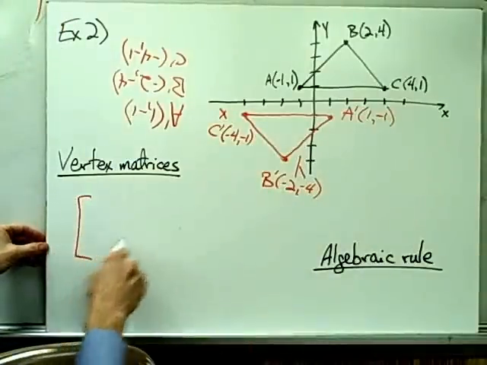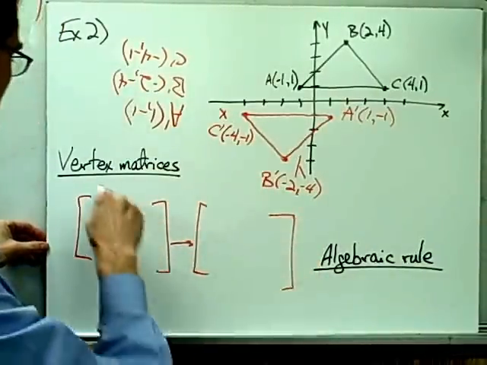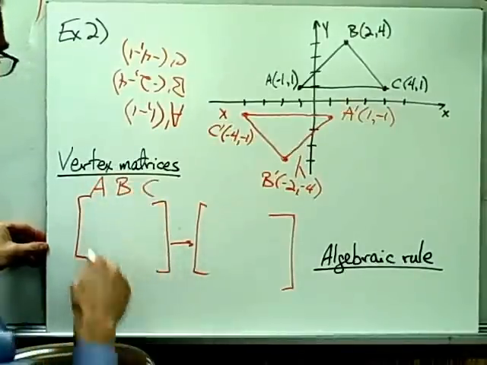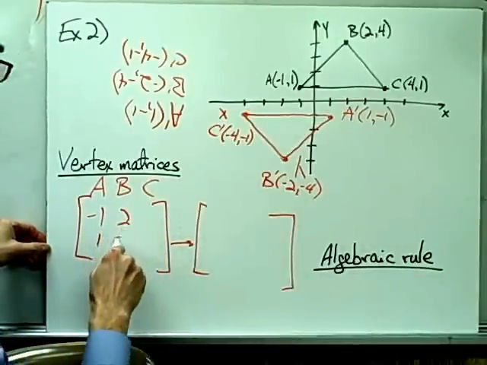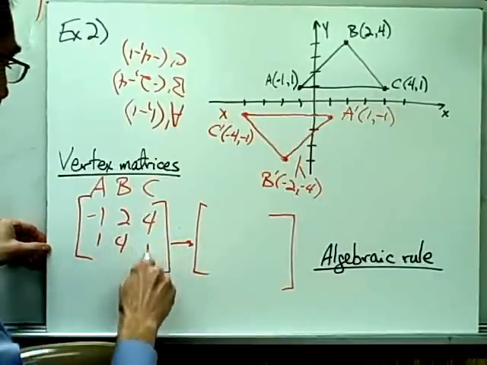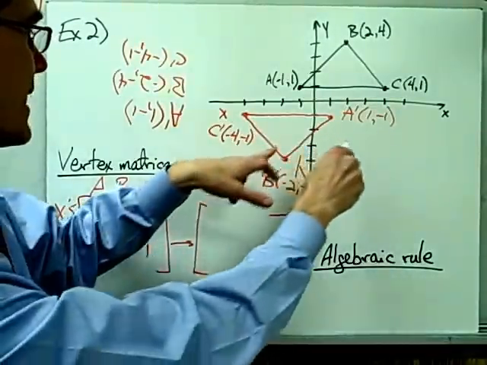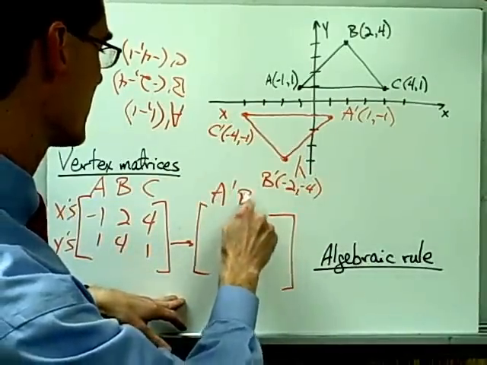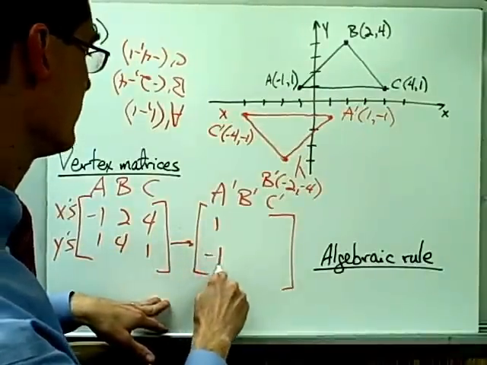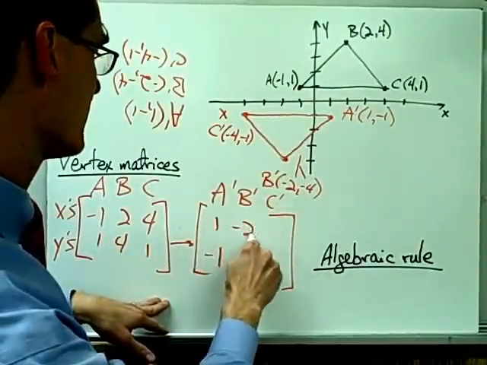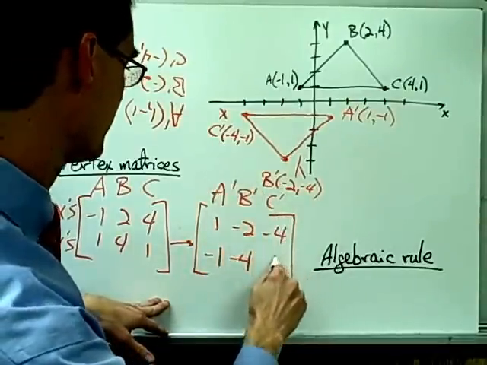Now I just need to write down my two vertex matrices. My original vertex matrix is the same one it's always been: negative 1, 1, 2 on top and 4, 4, 1 on the bottom, with x on top and y on the bottom. And my new vertex matrix: A prime is 1, negative 1, B prime is negative 2, negative 4, and C prime is negative 4, negative 1.